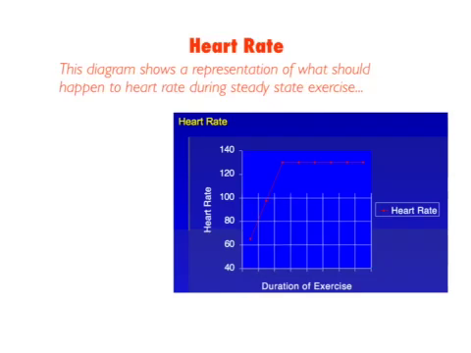Heart rate. This diagram shows a representation of what should happen to heart rate during steady state exercise. As you can see at the start of the line, the heart rate is at its lowest. This stage is known as the resting heart rate. Immediately after exercise has commenced, you can see that the heart rate recordings increase rapidly.